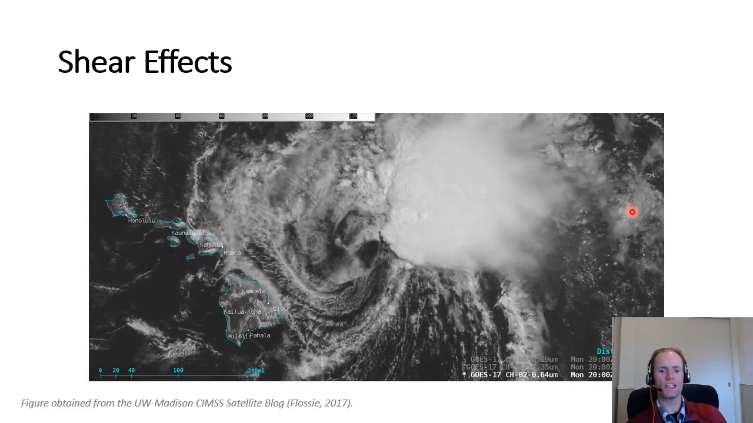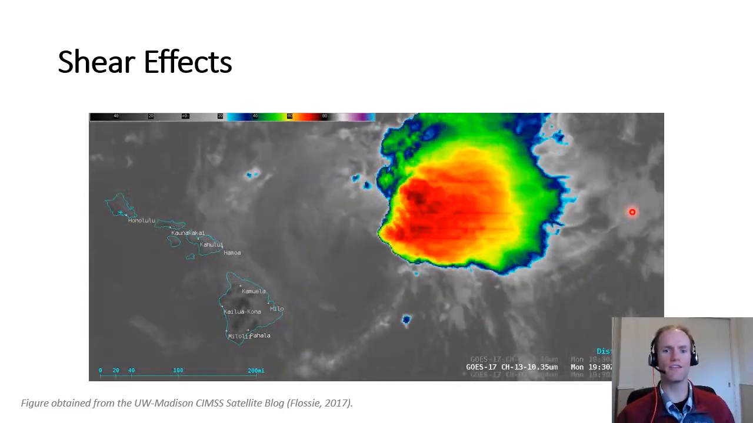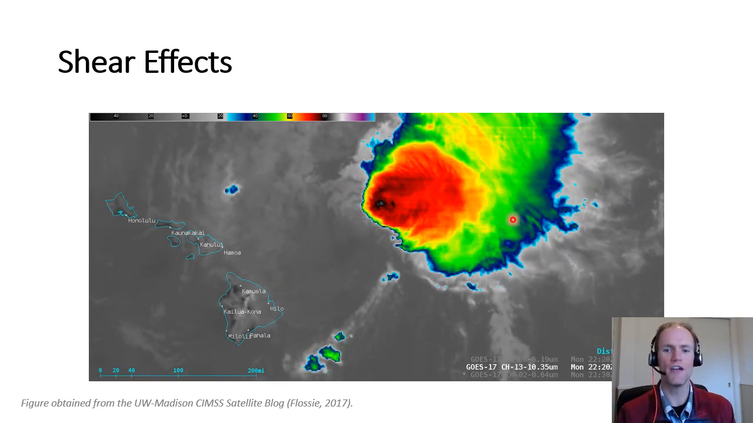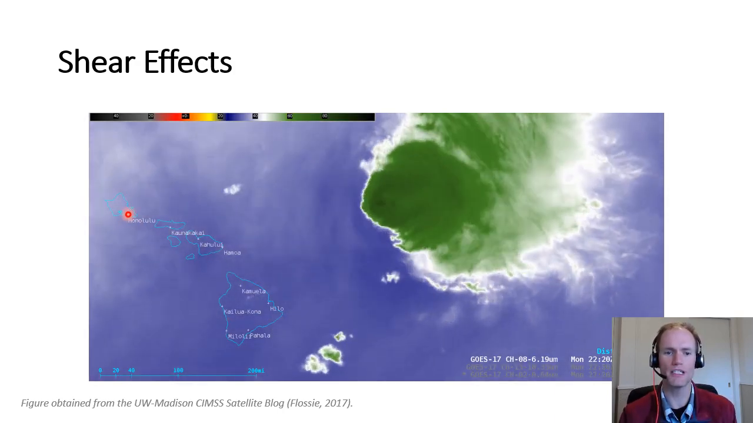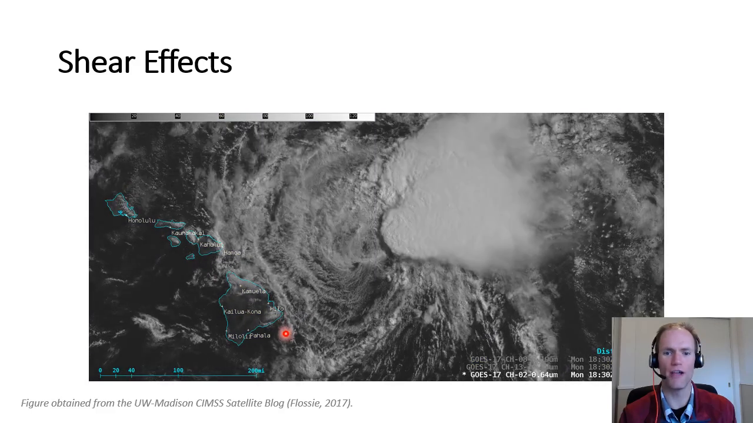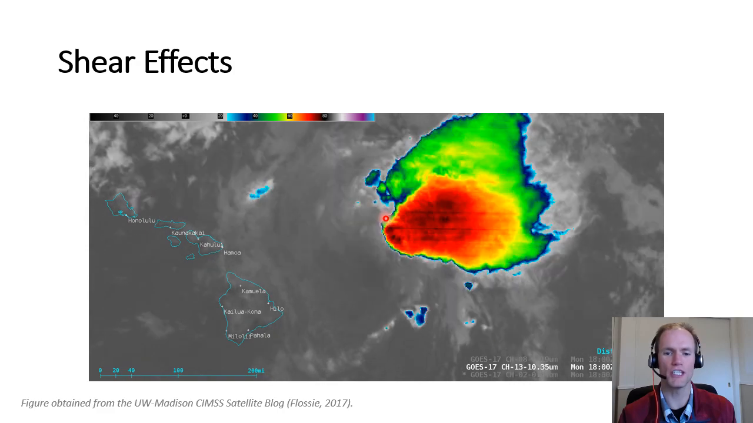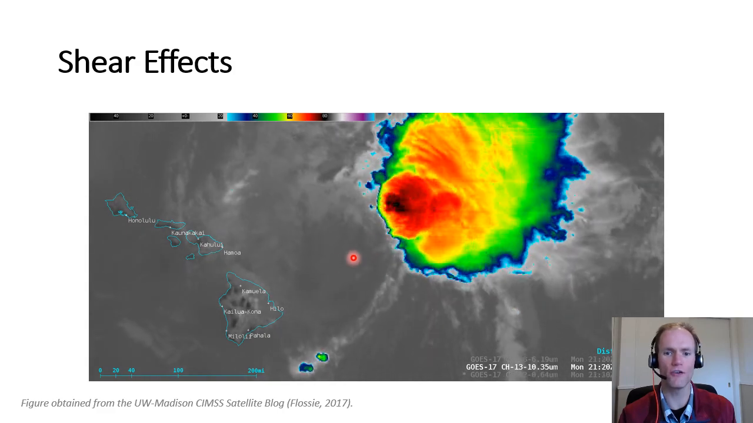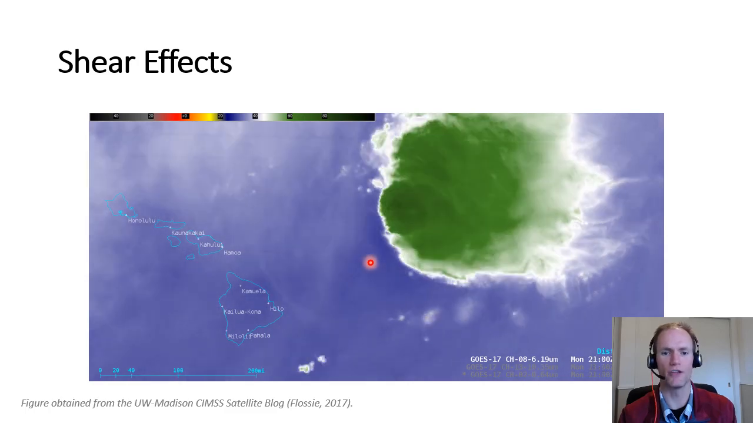So let's take a look at a satellite loop here from Tropical Storm Flossie in the Eastern Pacific, really into the Central Pacific, from the 2017 hurricane season. We have Hawaii here depicted on the west side of the diagram, and we have three different satellite depictions here. Our visible satellite is first, followed by our infrared, and followed now by our water vapor satellite loop.